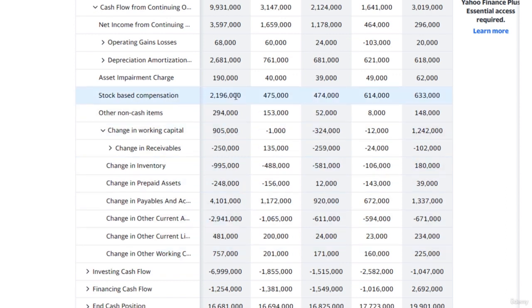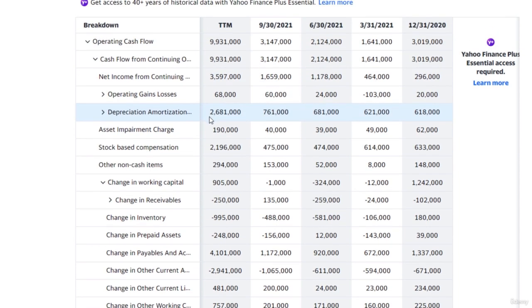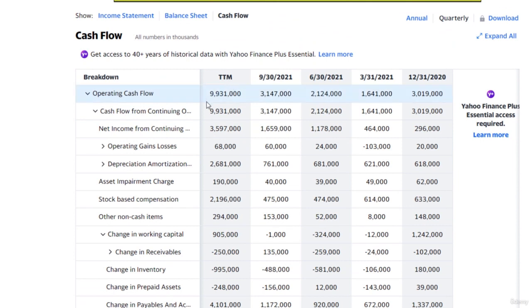But all these numbers add up, both positive and negative, to give us this 9.9 billion. Let me go back up here. 9.9 billion in cash flow. That means 9.9 billion over the last 12 months is coming in.